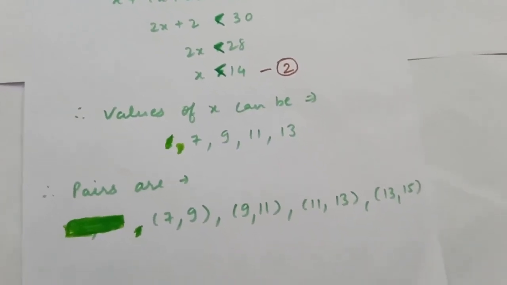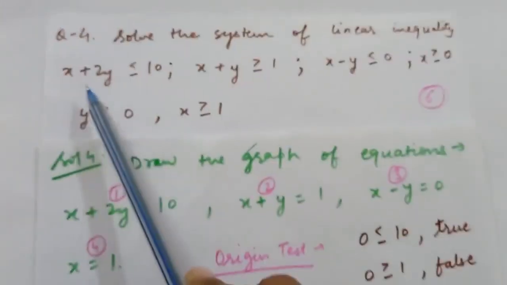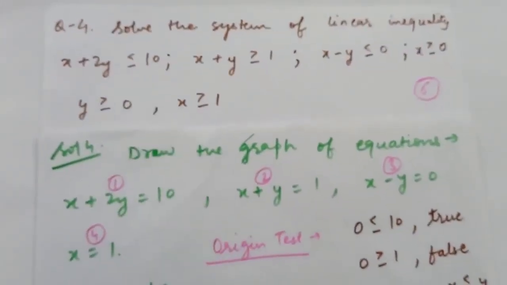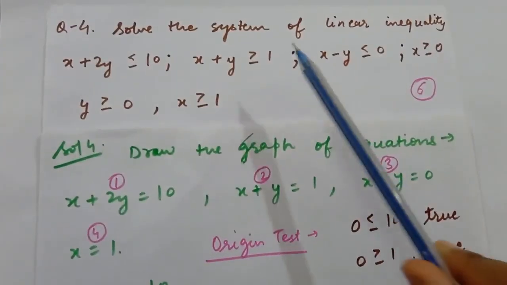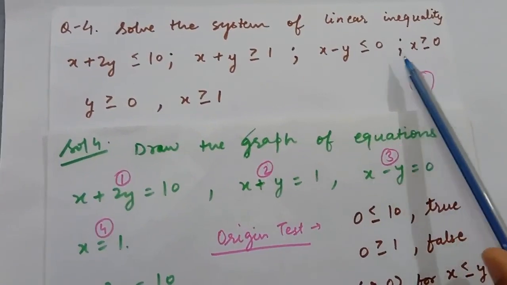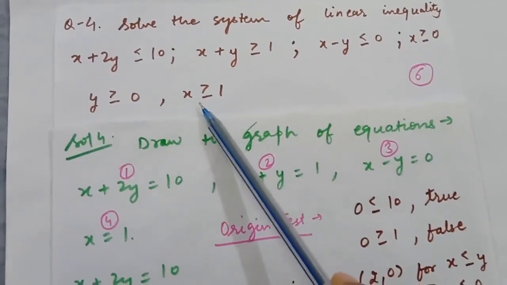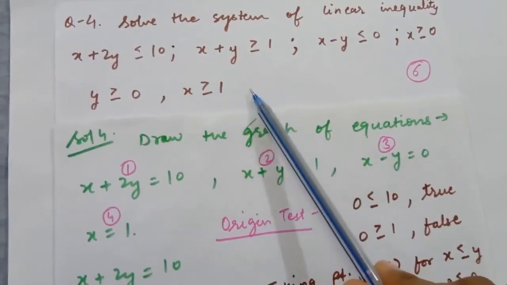Clear? Number 4th: solve the system of linear inequalities x + 2y ≤ 10, x + y ≥ 1, x - y ≤ 0, x and y both are ≥ 0, and x is ≥ 1.